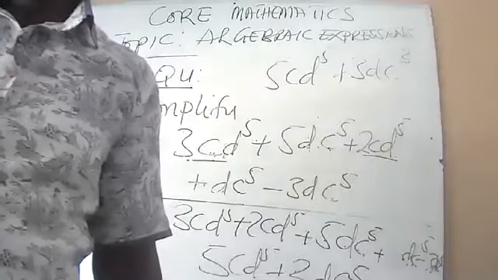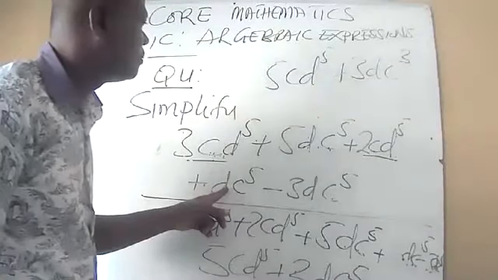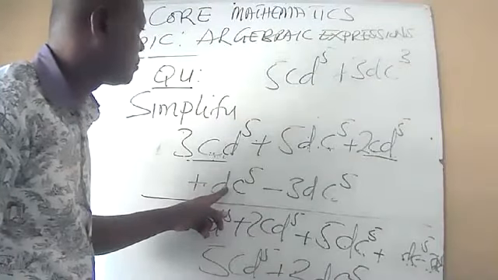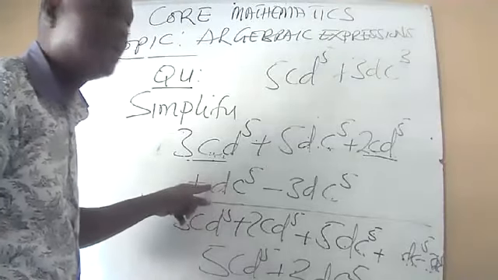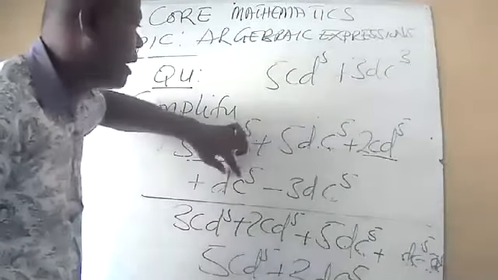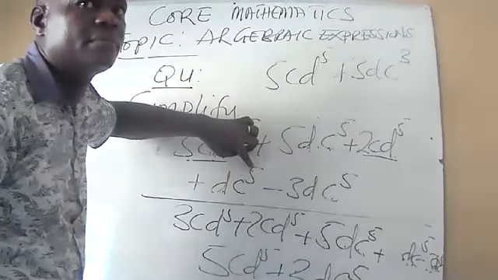Yes. Okay, please, is there a 1 in front of the DC exponent 5? Yes, this one. Is there a 1 in front of it? The DC, yes, this one. Normally we don't write it.